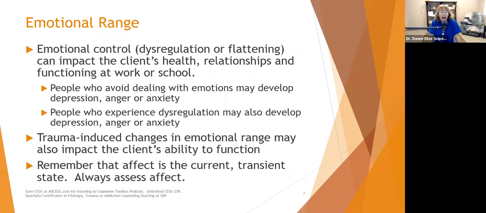And remember that affect is the current transient state. How is the person right now? And we need to always assess affect, as well as the congruence of affect to the nonverbals. If they're sitting there and they're acting like everything's fine and they're telling you this really horrible stuff that's going on in their life, then their affect is incongruent. So we do want to look for that.